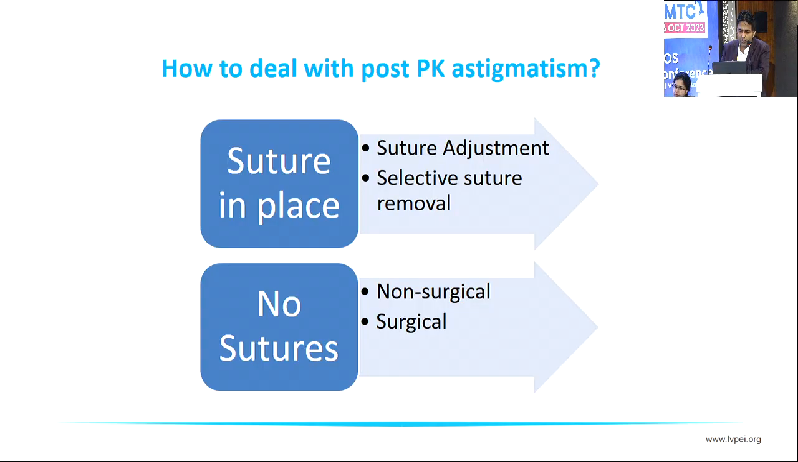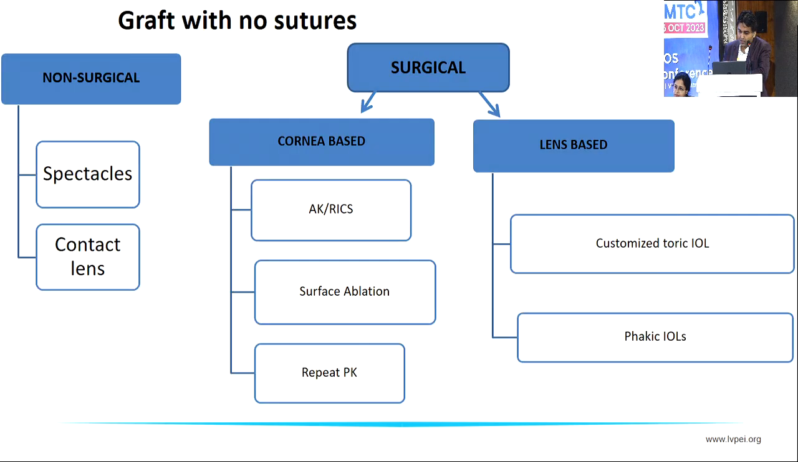So how do you deal with post-PK astigmatism? If you have sutures in place, then you have two options. You can do suture adjustment if you have taken a continuous suture. What if you have taken all interrupted sutures? Then you have to do selective suture removal, which usually starts after 3 months. If you don't have any sutures, all sutures having been removed usually after 1 or 2 years, then there are two methods, the non-surgical method and the surgical methods.